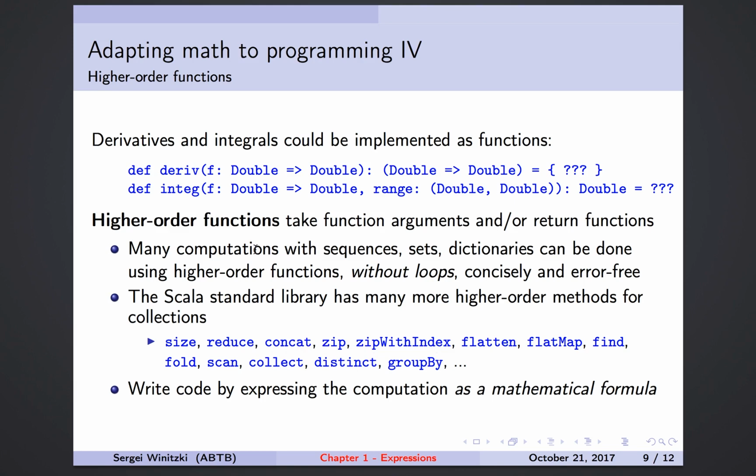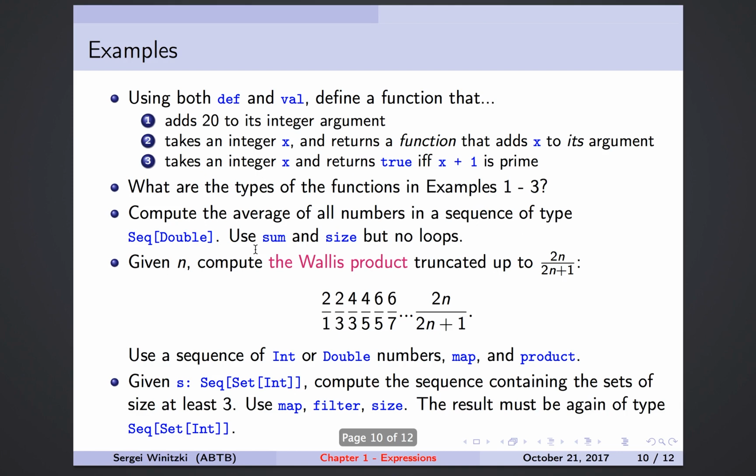So you write code in the functional paradigm by essentially thinking about your computation as a mathematical formula. Of course, your computation is going to be much more complicated than these examples here. So you split it into parts, but each part is still a mathematical formula. And that's how you do programming in the functional paradigm. Let's look at some examples. Here's a simple set of examples that I will just go through quickly.